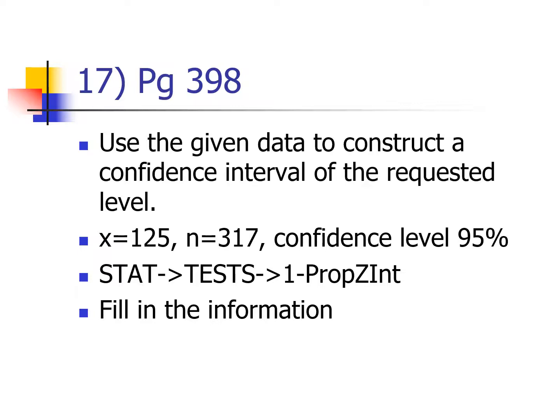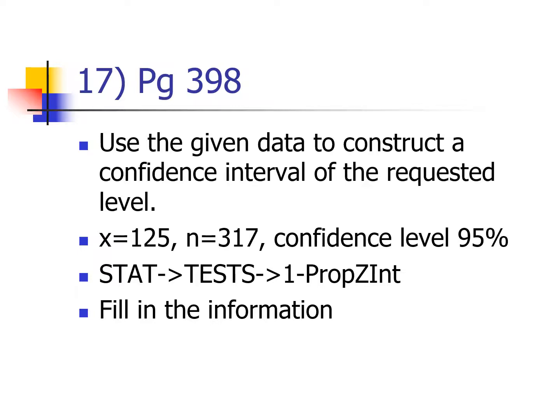Use the given information to construct a confidence interval at the requested level. It's very generic, but that's basically saying that we take a sample of 317 people, and 125 of those people have whatever characteristic we're interested in. Let's say we're interested in blue eyes. So 125 out of 317 people in our sample have blue eyes.